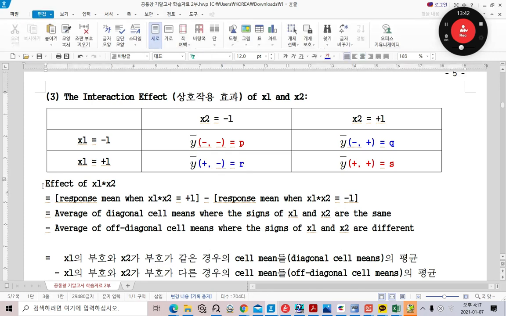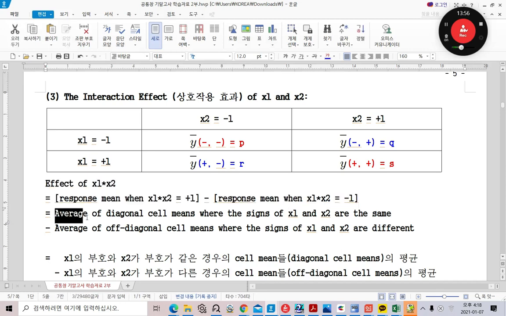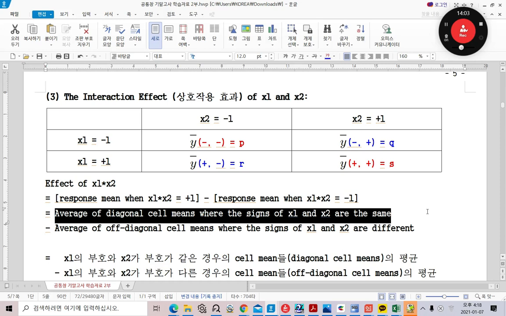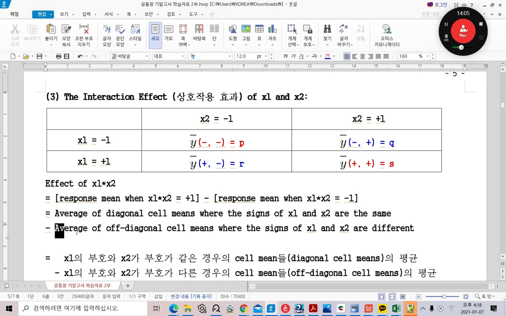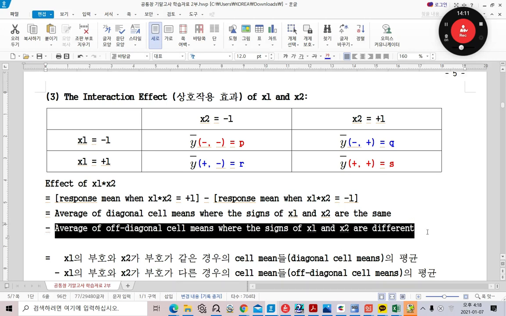Now, the effect of x1 times x2 is response mean when x1 times x2 is positive 1 minus response mean when x1 times x2 is negative 1. So it is the average of the diagonal cell means where the signs of x1, x2 are the same, minus the average of off-diagonal cell means where the signs of x1, x2 are different.